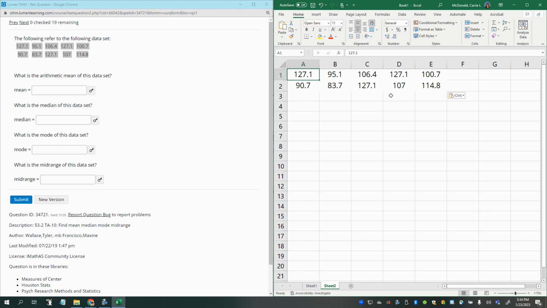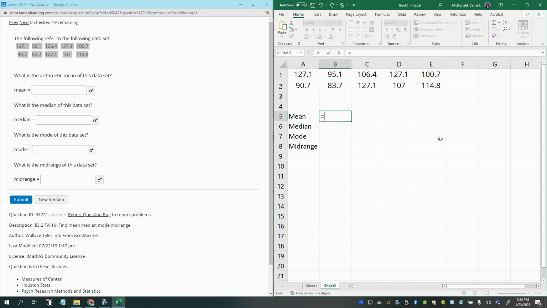Now, I'm just going to make a place for each of the answers, the mean, the median, the mode, and the mid-range. Okay. And then I'm going to click in the cell next to the mean, and I'm going to put an equal sign because I'm about to do a calculation. And whether I'm going to do 2 plus 3, or if I'm going to do something fancier like the mean, I need to start with an equal sign.